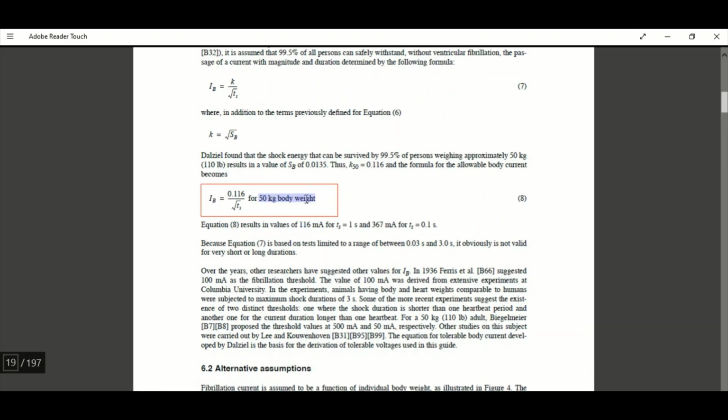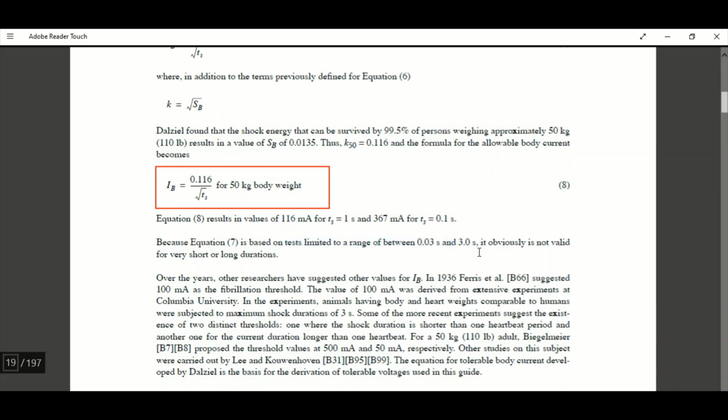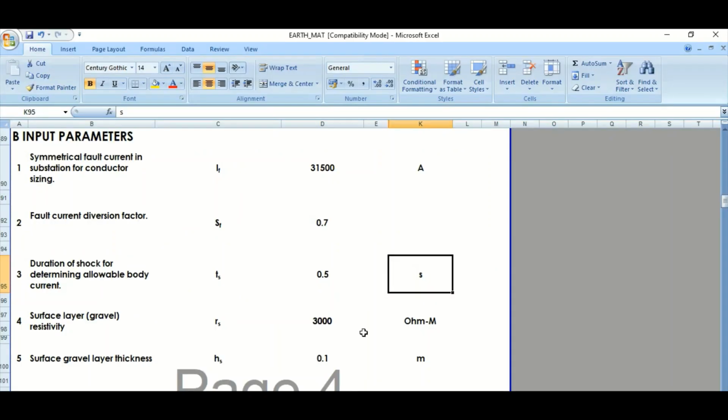Let's say this equation is applicable for 50 kg body weight. What is the equation? IB equals 0.116 by square root of TS, and here 116 milliamperes for TS equals 1 second, and 367 milliamps for TS equals 0.1 second. Because this is limited within the range 0.03 to 3.0 seconds. So this is the shock duration. Here we have considered 0.5 second.